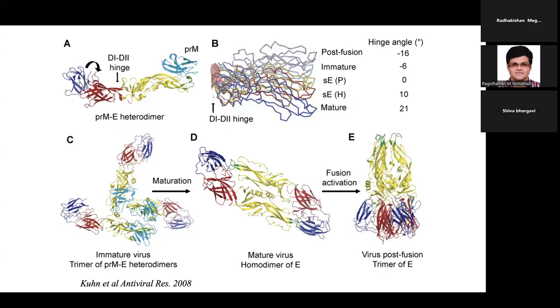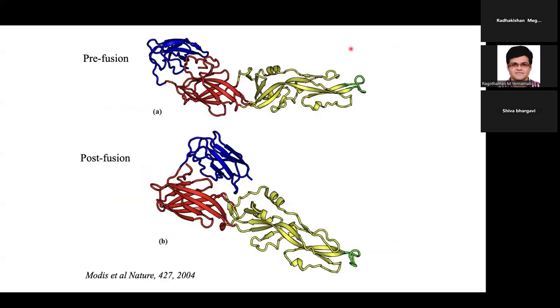So this hinge angle, hinge meaning it is just like the hinge that's present in your doors. That's what makes the door open, and the angle that's made actually determines how the protein conformation is different between the immature, mature, and the post-fusion form. So even if we keep this domain 2 static, then you will think that domain 1 undergoes a huge conformational change. But actually, this particular yellow domain is what undergoes a huge conformational change.